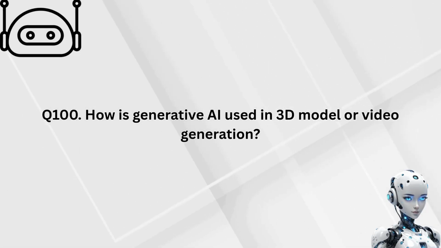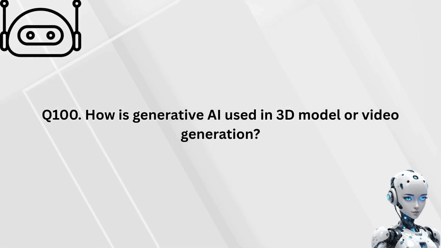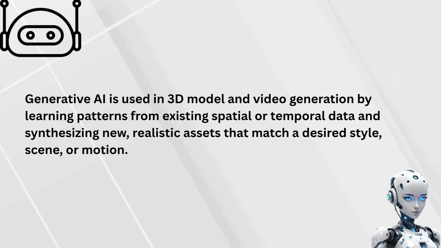How is generative AI used in 3D model or video generation? Generative AI is used in 3D model and video generation by learning patterns from existing spatial or temporal data and synthesizing new, realistic assets that match a desired style, scene, or motion.